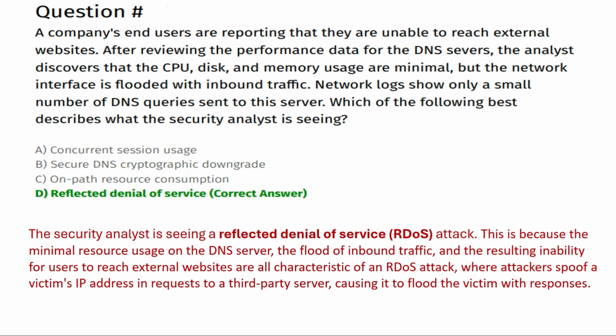So the security analyst is seeing a reflected denial of service, RDoS, attack. This is because the minimal resource usage on the DNS server, the flow of inbound traffic, and the resulting inability for users to reach external websites are all characteristics of an RDoS attack, where attackers spoof a victim's IP address in requests to a third-party server, causing it to flood the victim with responses. So that's why the correct answer for this question is option D, reflected denial of service. So let's move to the next question.